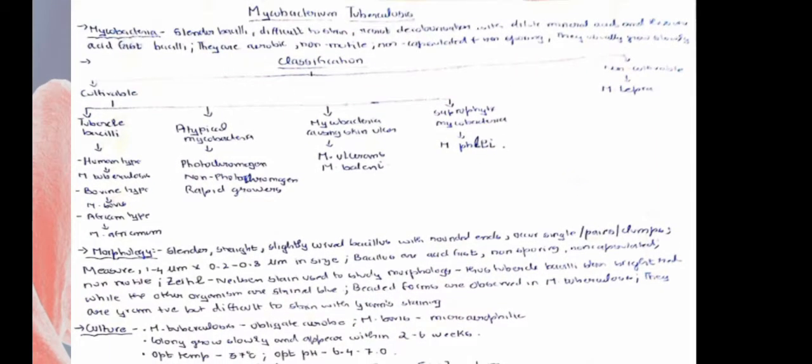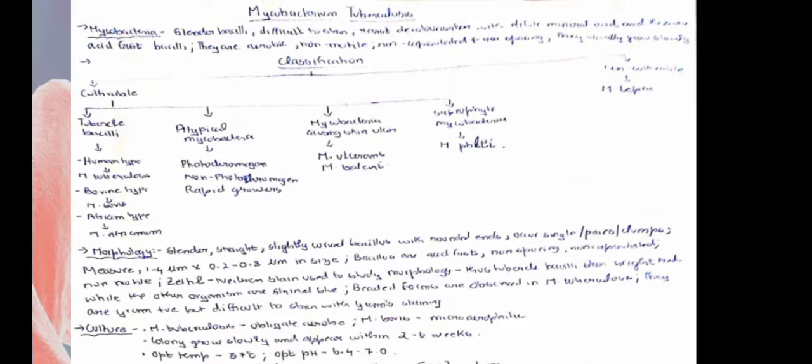It is a slender bacillus which is difficult to stain, resists decolorization with dilute mineral acid, and thus they are acid-fast bacilli. They are aerobic, non-motile, non-capsulated, and non-sporing, and they usually grow slowly. Coming to the classification, it is divided into two, that is cultivable and non-cultivable.